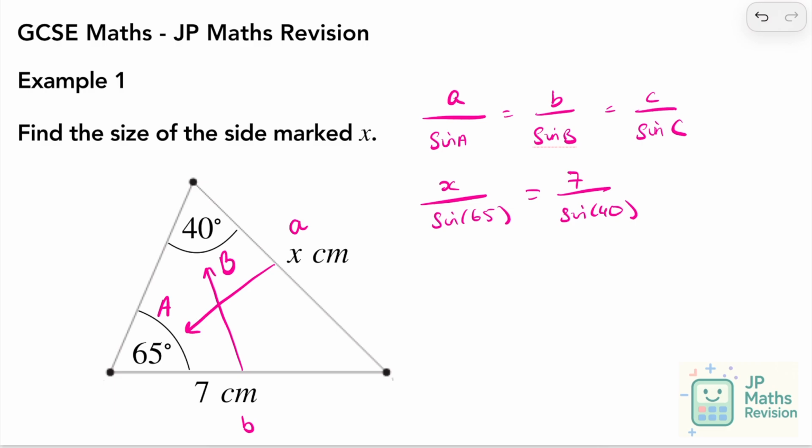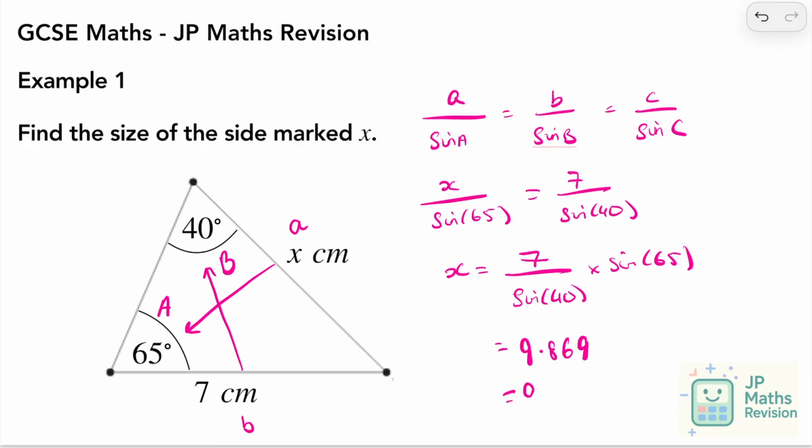To work out what x is, I need to get x by itself, and at the moment we have x over sine 65. So the opposite of dividing by sine 65 is multiplying by sine 65. I'm going to multiply both sides by sine 65, and I end up with 7 over sine 40 times sine 65. If I type that into my calculator, I end up with 9.869. If I want to round that to 3 significant figures, I end up with 9.87, and I'm going to say to 3 significant figures. So the answer to this question is 9.87.